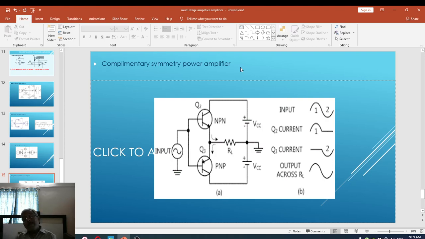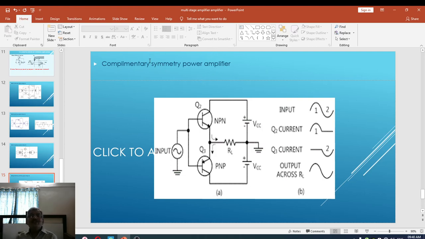Friends, why are we introducing this particular power amplifier circuitry? The reason is to reduce the bulkiness of class A and class B power amplifier, to reduce its cost, to reduce its complexity, and to achieve the same function. New circuitry we are introducing here is known as complementary symmetry power amplifier.